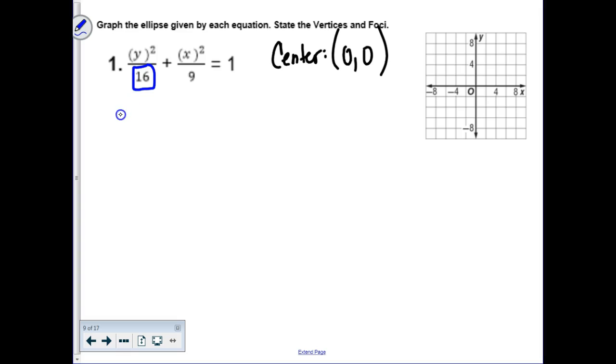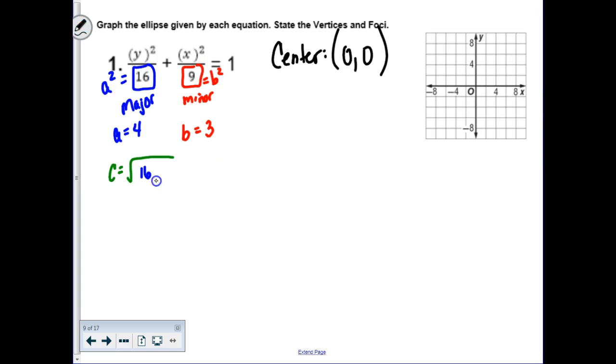So 16 is the larger denominator out of the 2, so that's your major axes. And if 16 is a squared, think backwards now, what is a? A must be 4. So then your minor axes, 9 is b squared. So if you think backwards, that means b must be 3. And while we're at it, let's go ahead and just calculate the value for c, because we know we're going to need it. The c value is the square root of 16 minus 9. This time it's not pretty, so we're just going to leave it as the square root of 7.